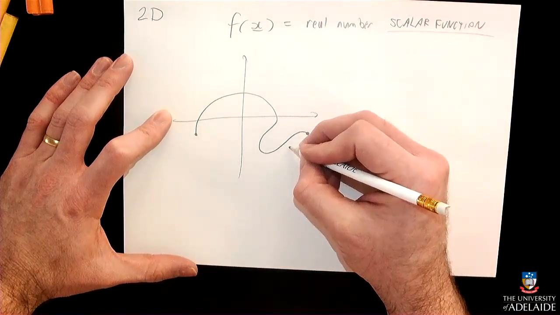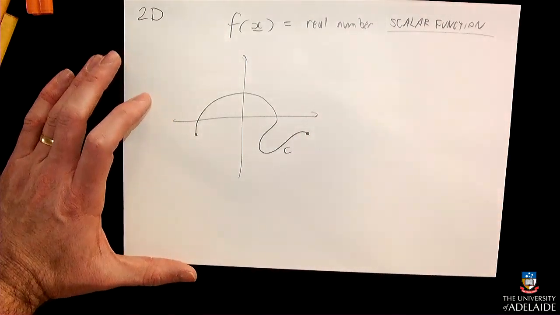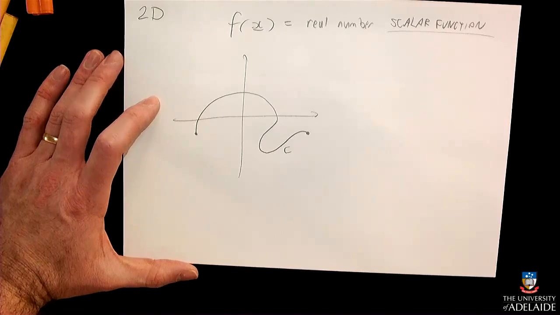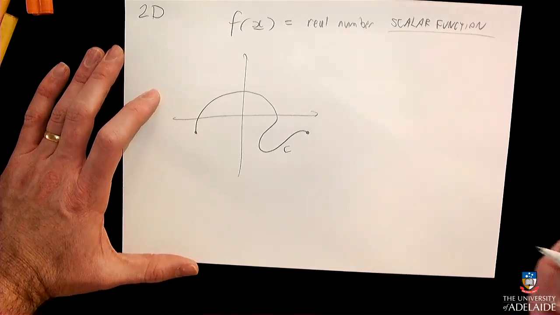So this curve I shall call C. Is that what your lecturer calls curves in this course? Not gamma? Oh, sad. It's fun using Greek letters.